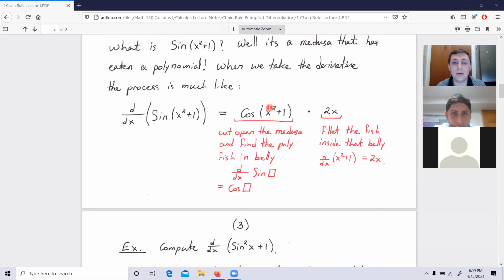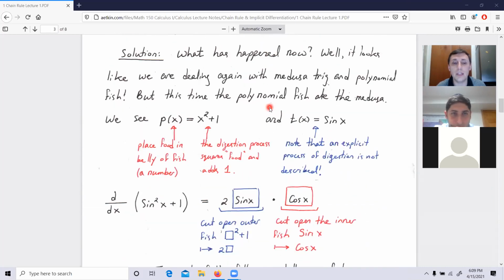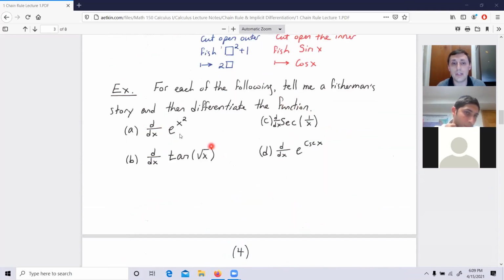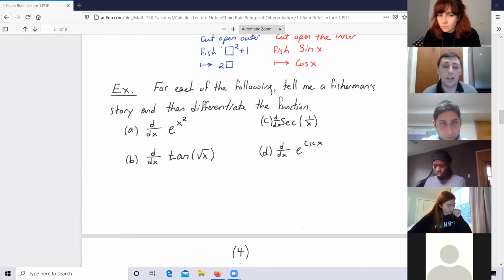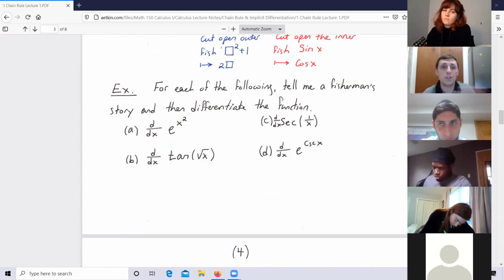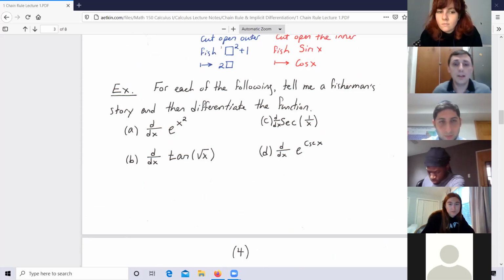So the idea we just covered is the following: when I take the derivative, remember we already did those exercises, the derivative is the derivative of the outer function and then multiply by the derivative of the inner function. And the analogy I used is that you fillet the outer fish, extract the inner fish and fillet it from the belly. Okay.